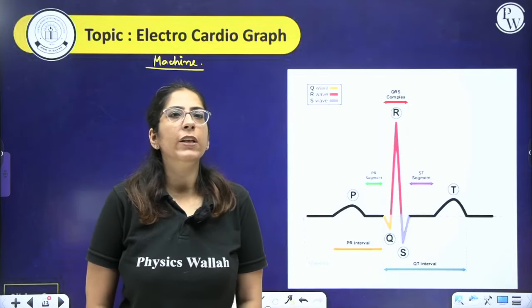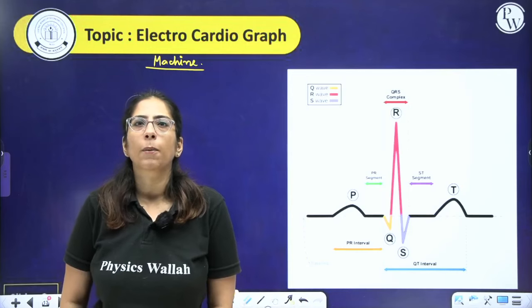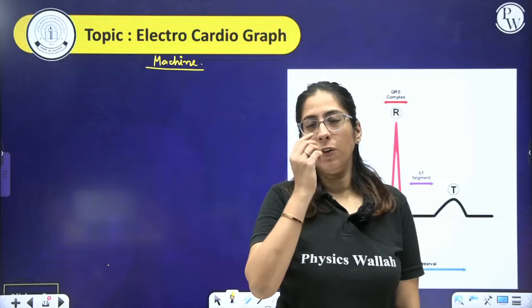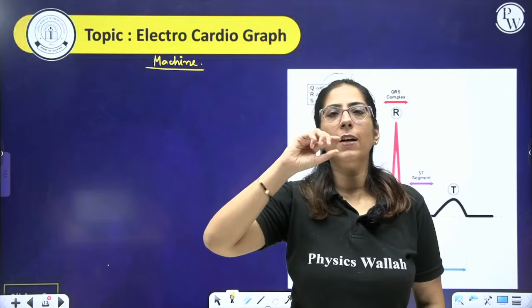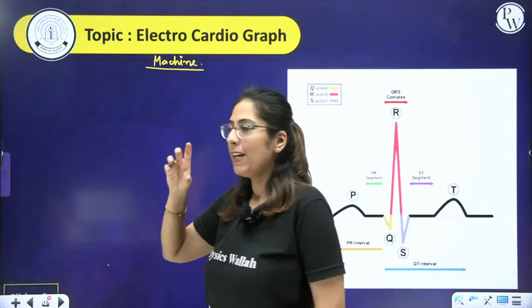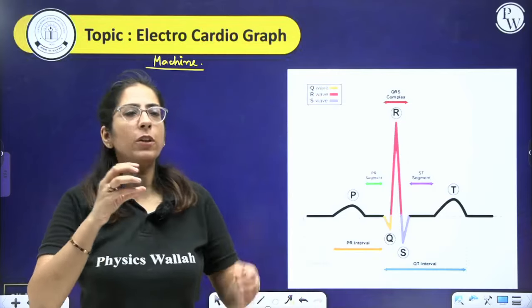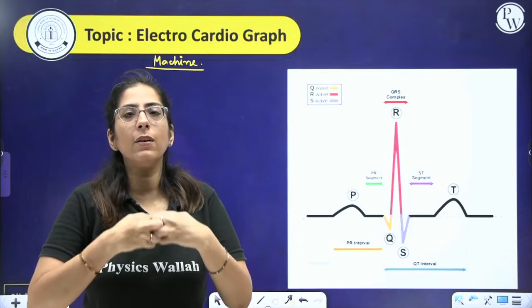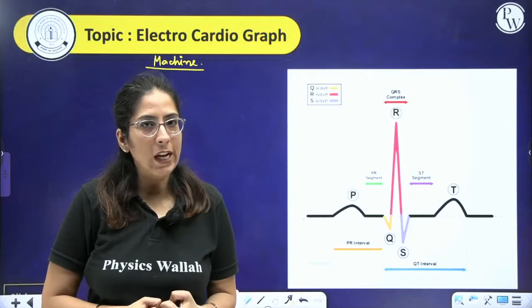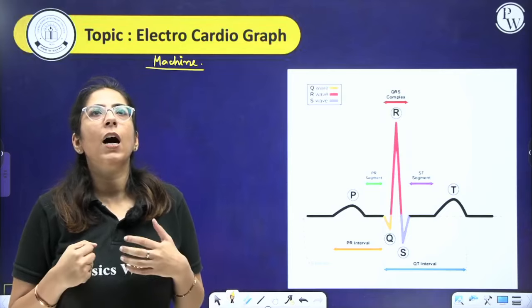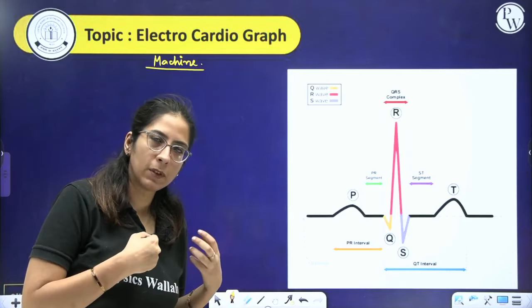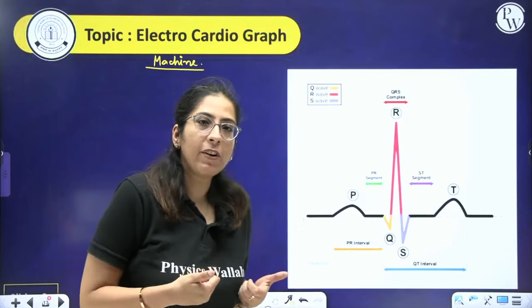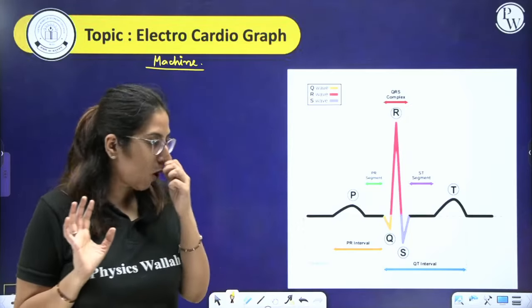Here, there are some leads that we put. We detect whether our ventricles are contracting properly or not, whether our atria are contracting properly or not, whether there is a depolarization or repolarization happening or not.